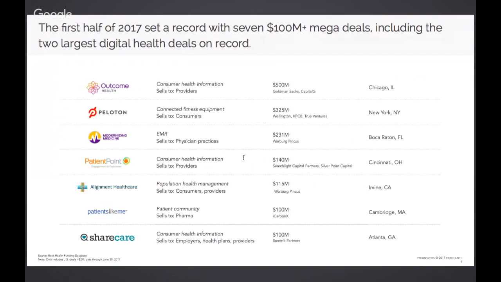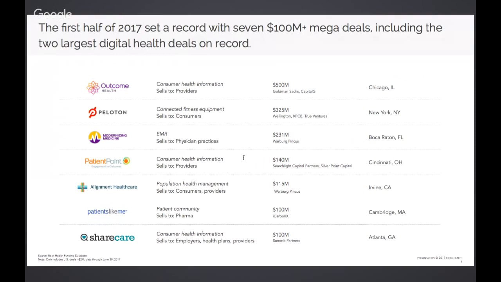Again, we saw 7 mega deals, which we define as each over $100 million, and of those 7, we did see the 2 largest digital health deals that we've ever seen. Outcome Health, at the top of the list, closed their first round of funding at $500 million. It was led by growth investors, Goldman Sachs, Capital G, among others. They actually hadn't taken funding until this round. And then Peloton Interactive closed their Series E, the second largest deal we've ever seen, at $325 million.